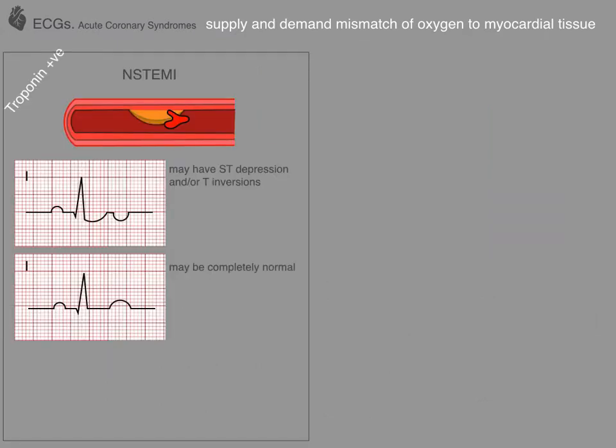As I've just alluded to, an NSTEMI is a condition in which a patient will have cardiac chest pain at rest. They will have troponin which is positive when their bloods are drawn, and on their ECG you may see either some ST depressions and T-wave inversions that indicate that there is a degree of ischemia there, or a lot of these patients will actually present with a completely normal ECG.